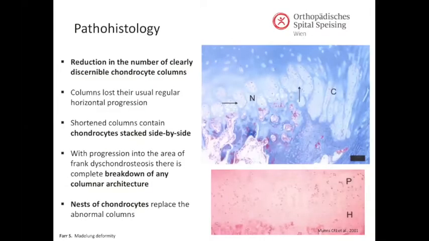So how about the physis and the whole structure? The number of chondrocyte columns has been changed in Madelung deformity. There's no vertical progression, it's a horizontal progression. The chondrocytes are stacked side to side, as you can see, for example, here in this part. And they're like chondrocyte nests, so it's not a regular structure in the physis in Madelung patients.